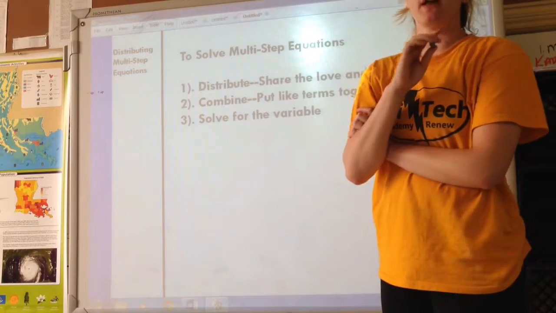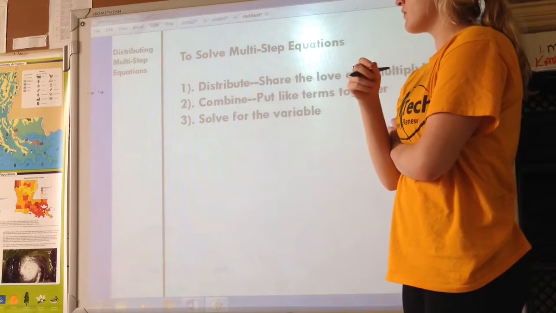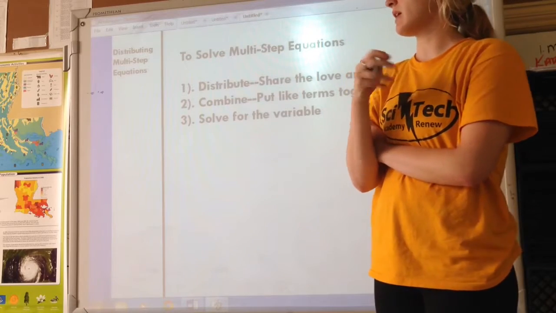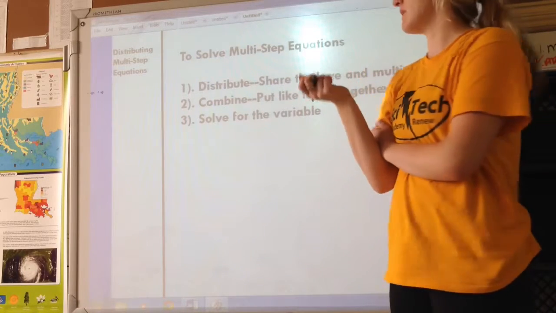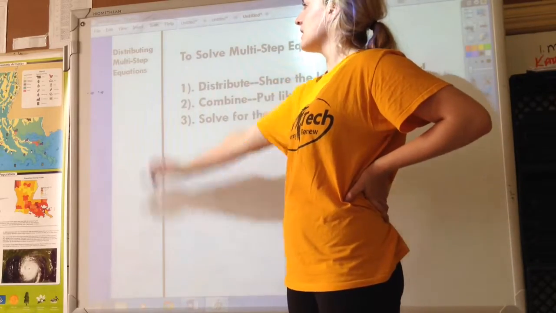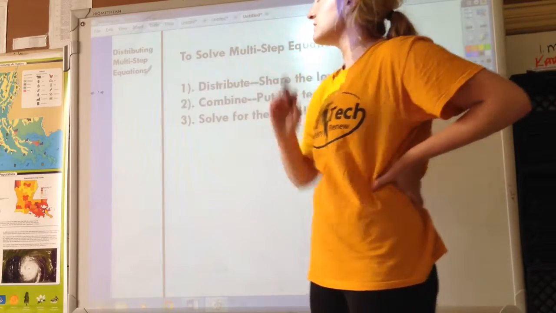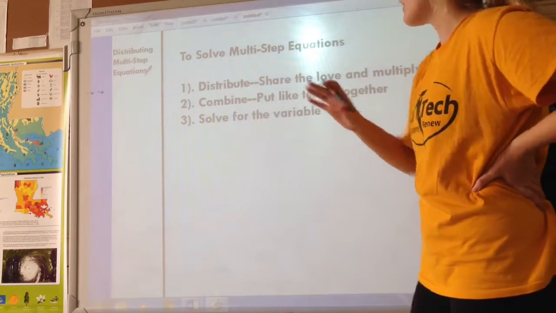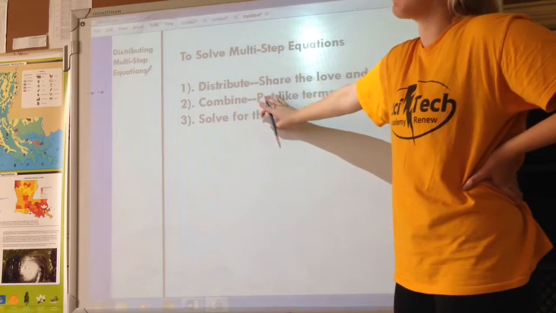Hey seniors, welcome to another day of solving equations, and today we're going to be working on distributing with multi-step equations. So let's go ahead and jump in. On your notes page, go ahead and draw your line and write distributing multi-step equations in the top left-hand corner. You don't have to write this down, this should be a review, just be with me.